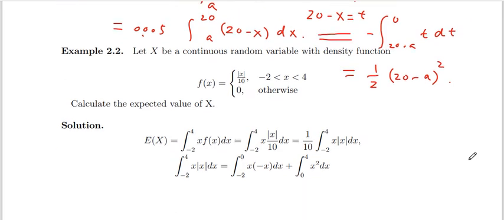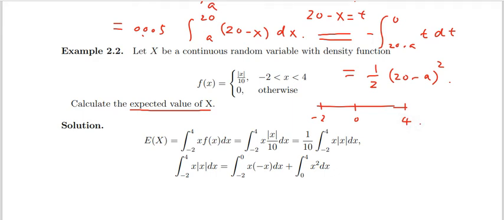For this problem 2.2, we want to find the expected value, the expectation. So we just use the formula: E[X] equals the integral of x f(x) dx, with x from -2 to 4. Since this f(x) has an absolute value, we can regard f(x) as piecewise defined. So we just check it from -2 to 0, and from 0 to 4. We just split it into two parts.